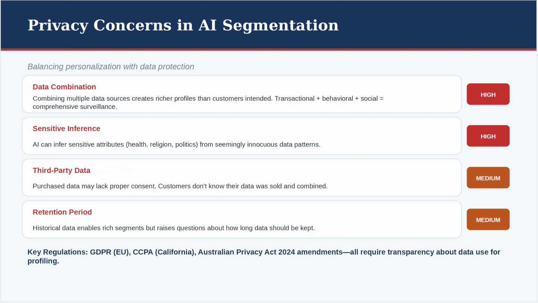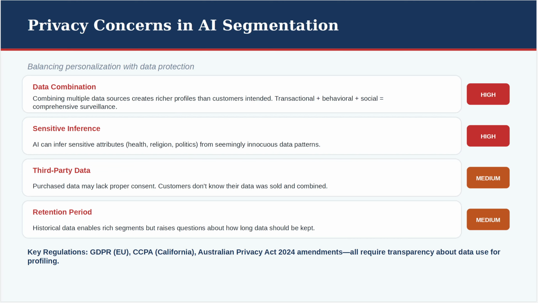Okay. Then sensitive inference. So AI doesn't need you to say you're sick or your political views. Patterns reveal it. So buying vitamins, loose clothes, certain foods, not buying alcohol or smokes, that can infer that somebody may be pregnant. The risk is, what if this inference is wrong or used against the customer? Okay, in insurance, in employment, in discrimination.